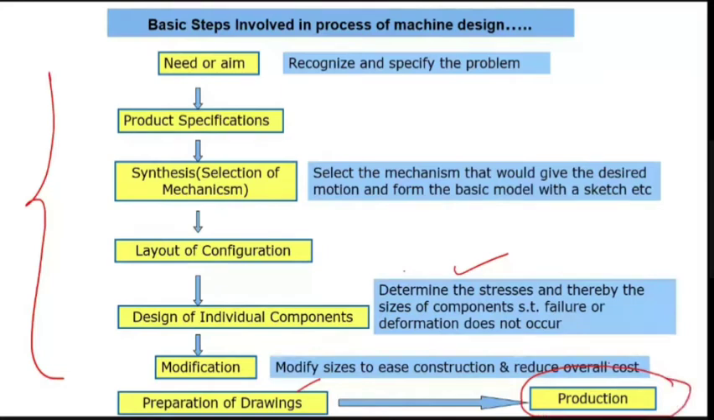So once the design is approved, that drawing will go to the production department, and according to the drawings, the production department will start manufacturing the product, or the machine element, or maybe some individual component. Okay, I hope you have understood this. Let us say one by one.